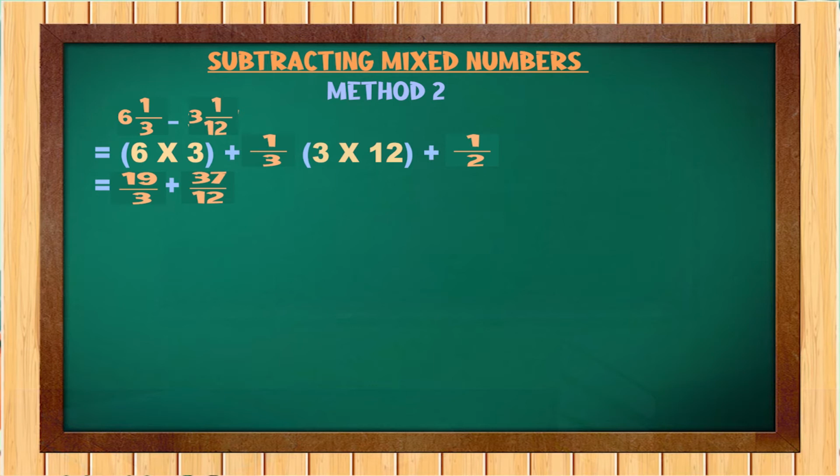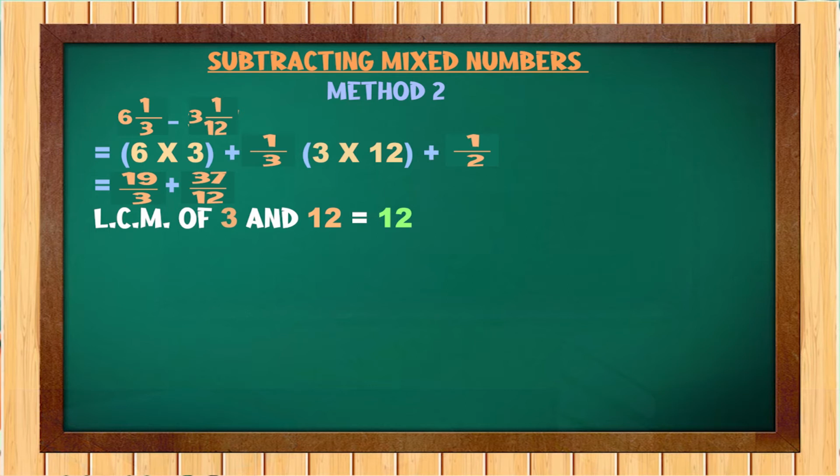To identify the lowest common multiple, we're looking at the value of the denominators. In this case, we have 3 and 12. So the lowest common multiple of 3 and 12 would be 12. Now it's time for us to convert these fractions into like fractions, meaning we're going to make both denominators the same.